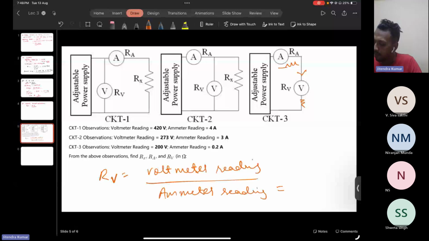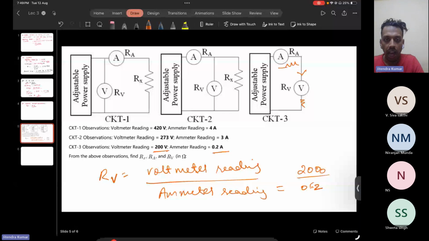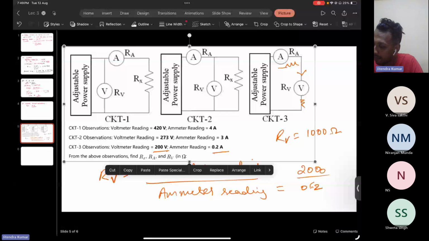So it will be 200 divided by 0.2. I'm taking these values for circuit 3, ammeter reading and voltmeter reading. Voltmeter reading is the voltage across its own resistance, right? So that is 200 volts. So you'll get RV is equal to 1000 volts, 1000 ohm. I hope it is pretty much simple for calculating RV.